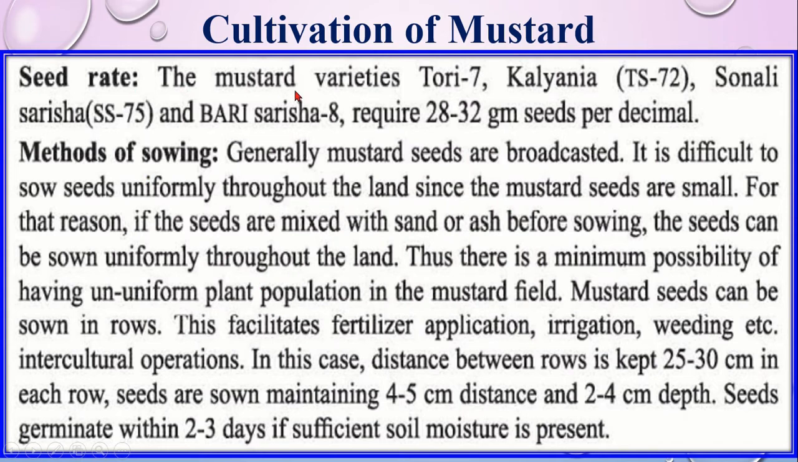Seed rate depends on the variety. You see Tory 7, Kolani, Sonali Shorisha, and Bari Shorisha require 28 to 32 grams of seeds per decimal. For the method of seed sowing, we can use two types of method. One is the broadcasting method, and the other one is the line sowing method. If you use the broadcasting method, more seeds are needed, but with the line sowing method, fewer seeds are needed.